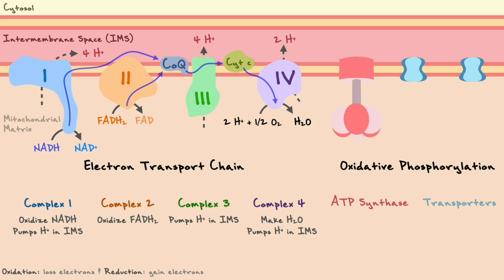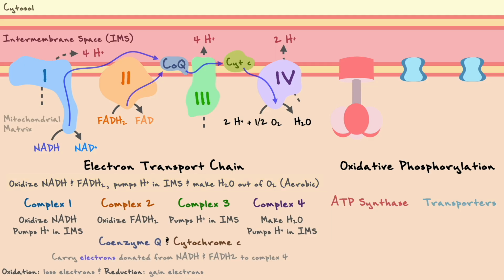If we briefly summarize what we just covered with the electron transport chain, this section has three main functions: oxidize NADH and FADH2, pump protons in the intermembrane space, and make water out of oxygen and received electrons. Also, to quickly define what coenzyme Q and cytochrome C do, the two molecules are responsible for carrying the electrons from NADH and FADH2 to complex 4. So, as you can see, the electron transport chain holds pretty well its name, as a big part of it is carrying the electrons to make water.